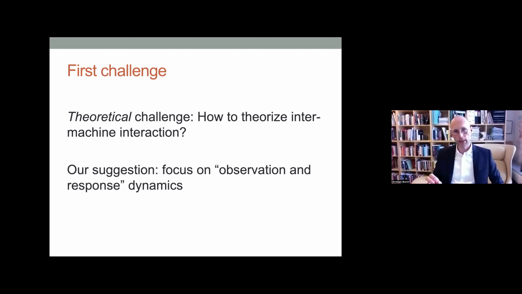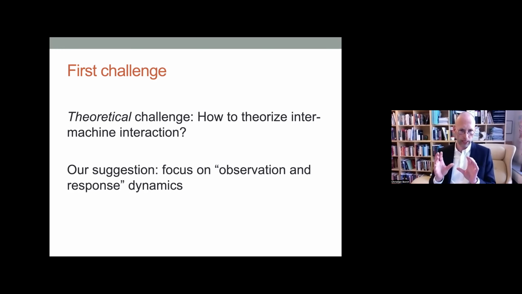But I think the challenge here is really to avoid this kind of humanistic vocabulary if we want to understand inter-machine interactions. So we need some kind of new foundation that is post-humanist in terms of getting a sense of how machines are actually interacting with one another. And what I'm proposing then is that perhaps one way forward here would be to focus on the ways in which machines are able to observe and respond to their observations.